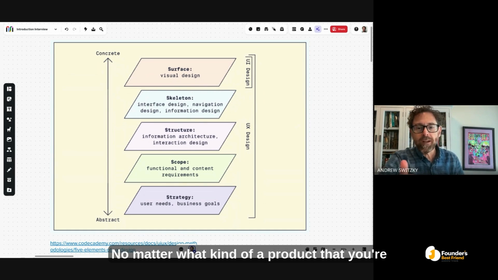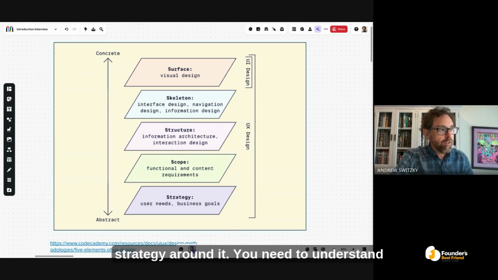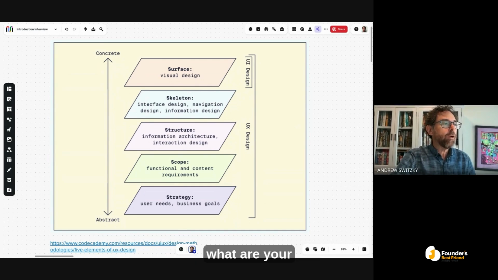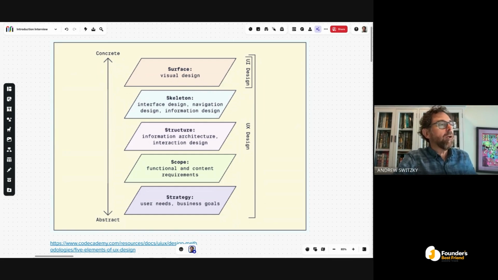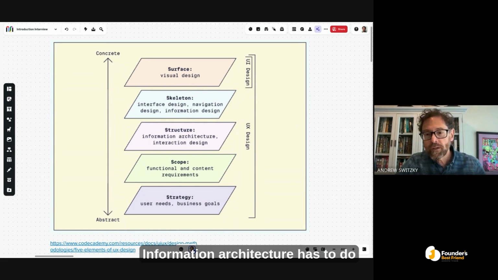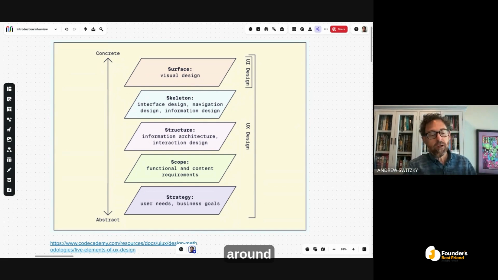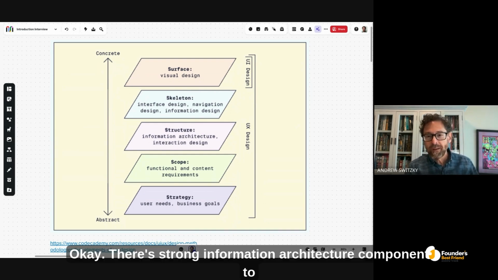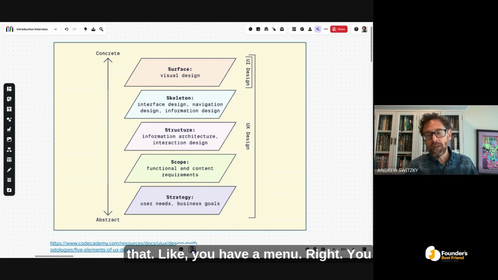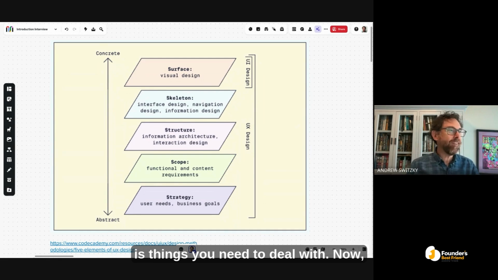No matter what kind of a product that you're doing, you need to understand the strategy around it. You need to understand what your requirements are around that. Information architecture has to do with how you're organizing information around your business. So let's say you're a coffee shop, there's a strong information architecture component to that. Like you have a menu, the way you talk to your customers, and all that is things you need to deal with.